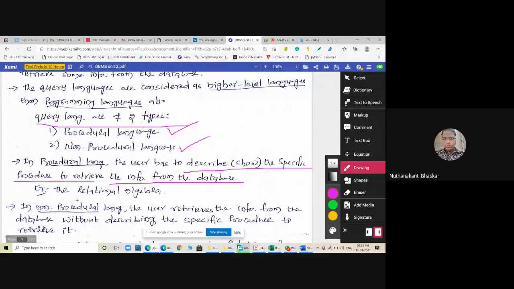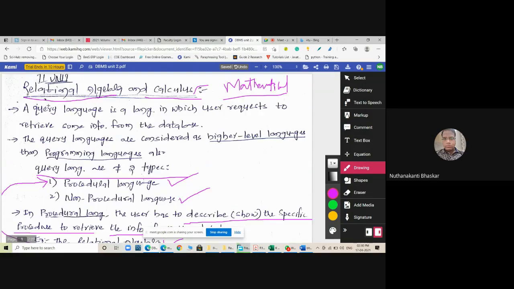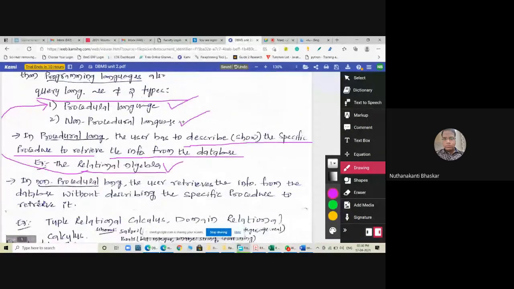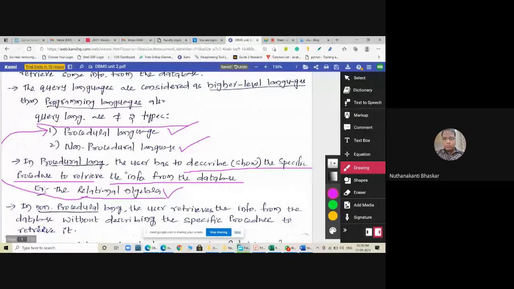The procedural oriented language is relational algebra. Relational algebra is a procedural oriented programming language, a procedural oriented query language. Now clear? The procedural language is clear now. Our topic is relational algebra and relational calculus. Here two things we have to discuss. Out of that, relational algebra is a procedural oriented language. Clear?